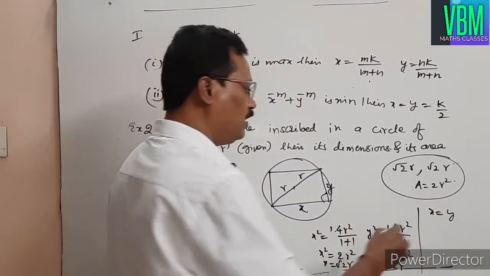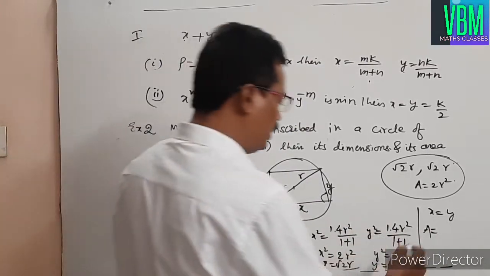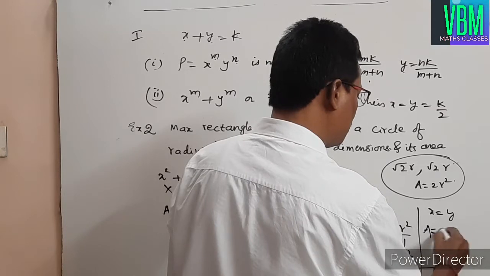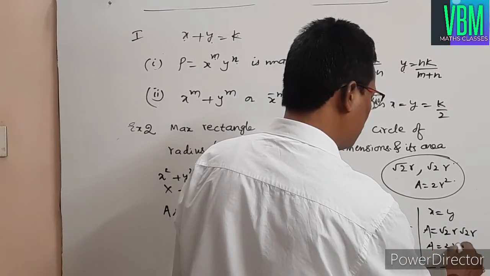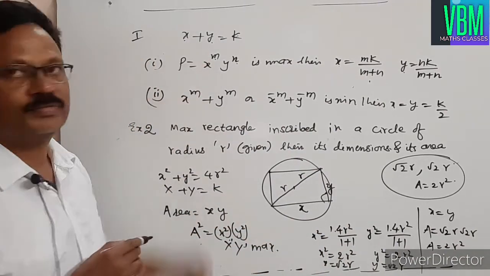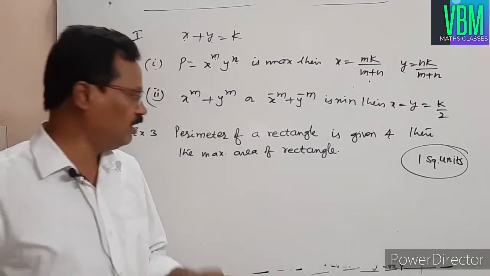And what is the area? The area is x into y, that is root 2 r into root 2 r, which is 2r square. Therefore, in this also we applied this formula. Now let us see a third example on this same formula.